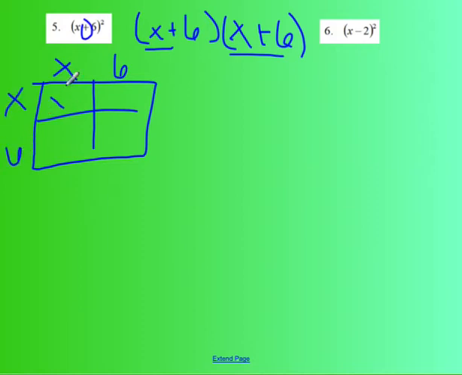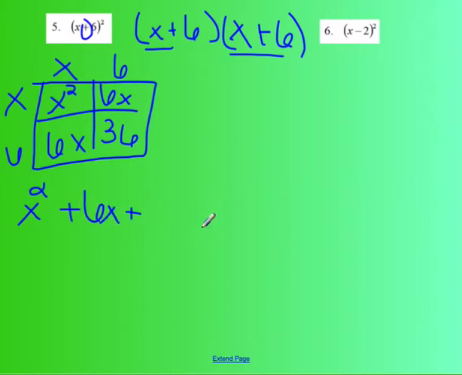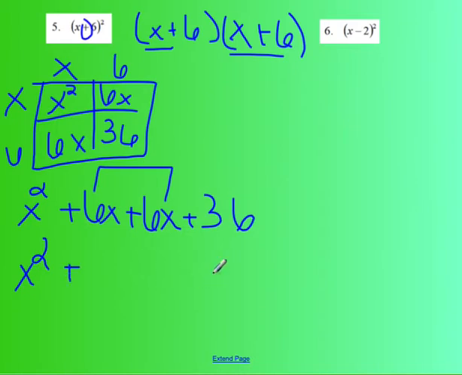So x times x is x squared. 6 times x is 6x. 6 times x is 6x. And 6 times 6 is going to give us 36. So then we can go ahead and write out our terms. So we have x squared plus 6x plus 6x plus 36. And then you're going to combine your like terms, your two 6x's. So then we're going to get 12x and then plus 36. Okay? So we get x squared plus 12x plus 36.